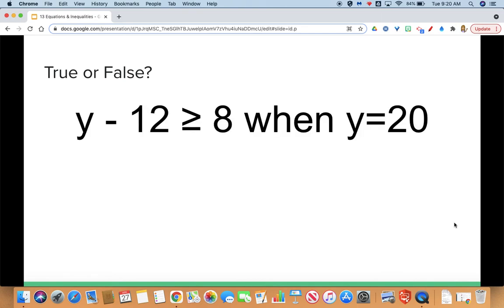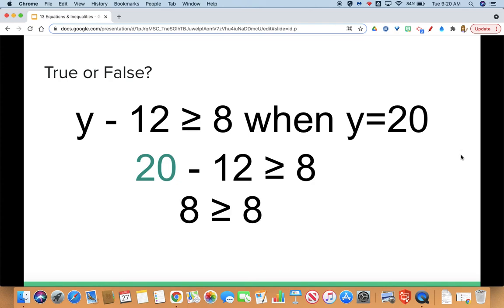y minus 12 is greater than or equal to 8 when y equals 20. Let's replace our y with a 20. 20 minus 12 is 8. Is 8 greater than or equal to 8? Yes, it's equal to 8, and since our symbol has the or equal to line under it, we can say that this is true.